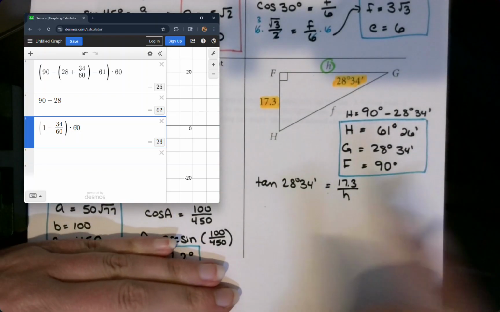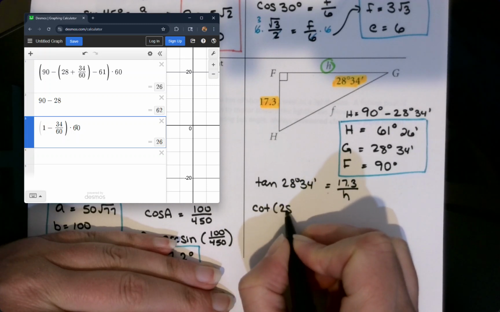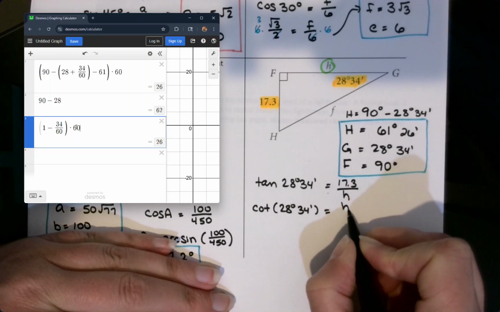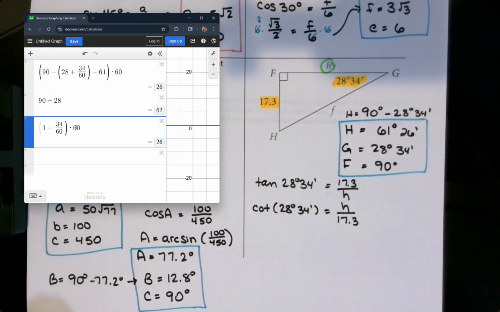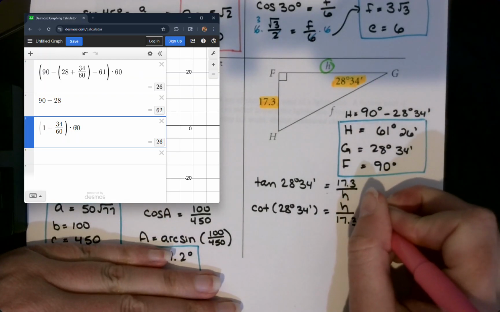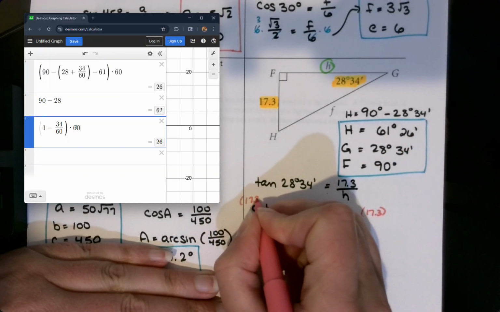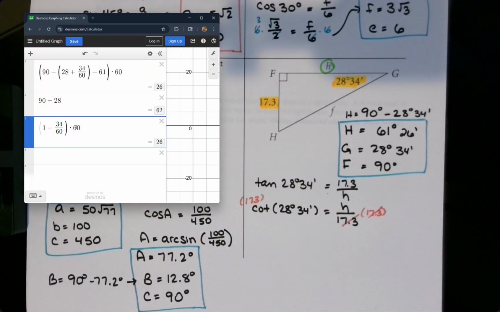So what if instead of tangent, I use the cotangent? The cotangent of 28 degrees, 34 minutes would be side adjacent, H, over side opposite, 17.3. I'm just going to flip it here because the advantage is then I would just need to multiply the 17.3 over, and I'm going to get the H by itself.